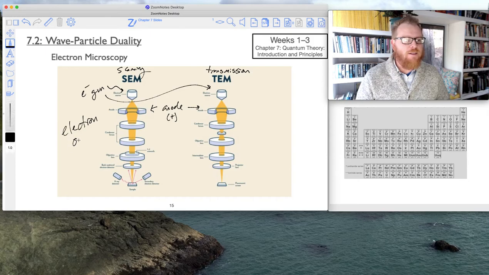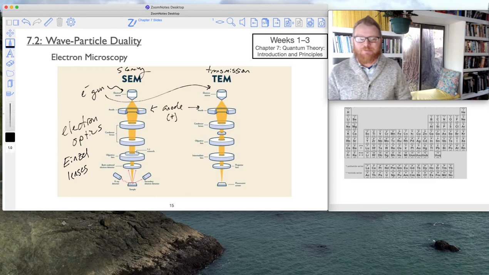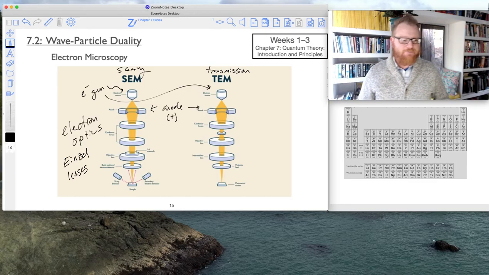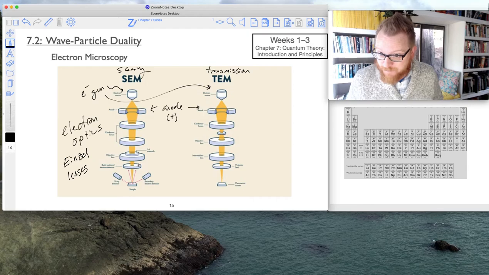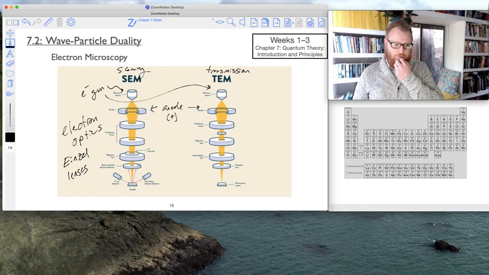Okay, so electron optics. Sometimes these are called Einzel lenses. There's lots of German influence in this field, as we shall see. Electron optics, or Einzel lenses, function to converge and eventually collimate our electron beam, which is very cool.